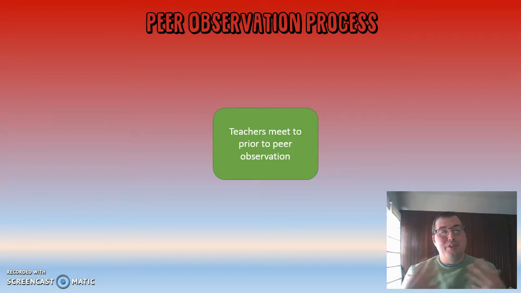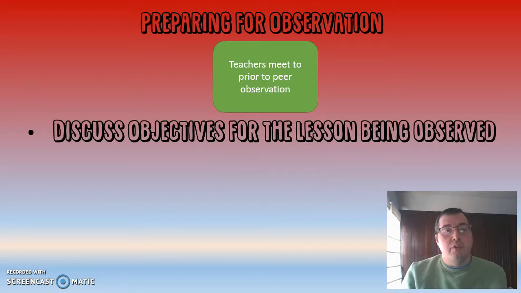Today I want to share with you some of the techniques or strategies to use to have a successful peer observation. The very first thing that we do for a successful peer observation is have a prior conference. This prior conference is going to be important for setting up what we're going to be looking for going forward during the observation.